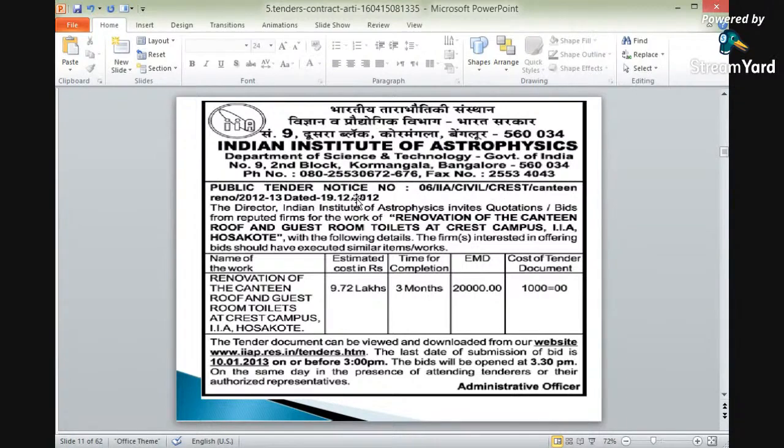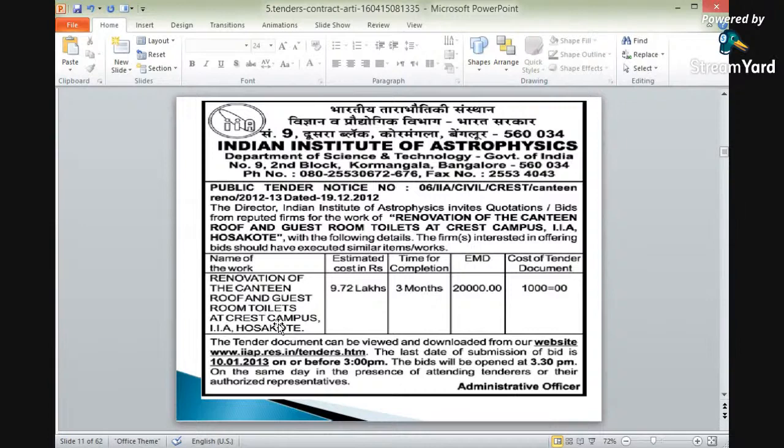The date mentioned is 1912. These are just examples. What is the authority? The director is the authority for this. What is the name of the work to be carried out? Renovation of the canteen roof and the guest room toilet. So there is some renovation work to be carried out.